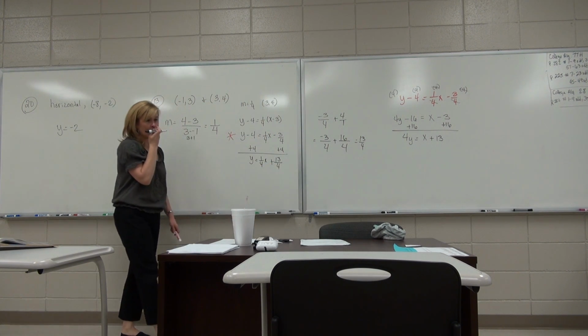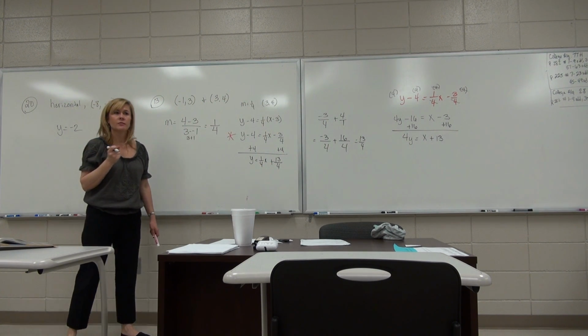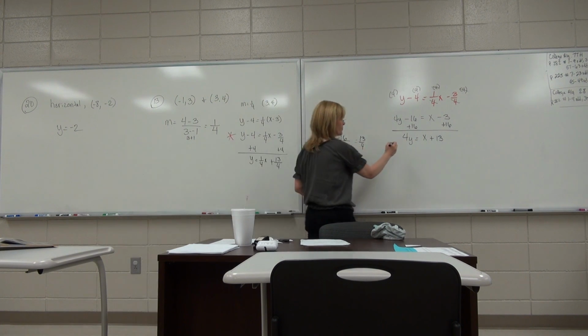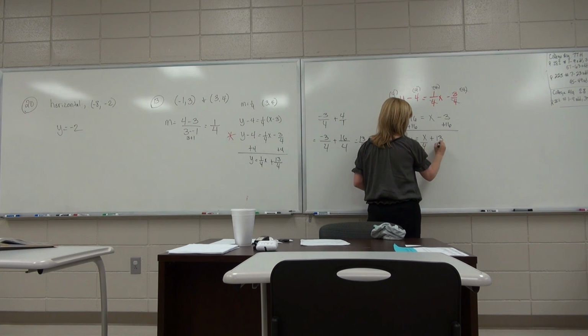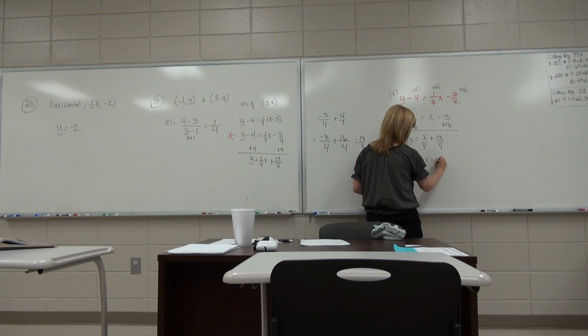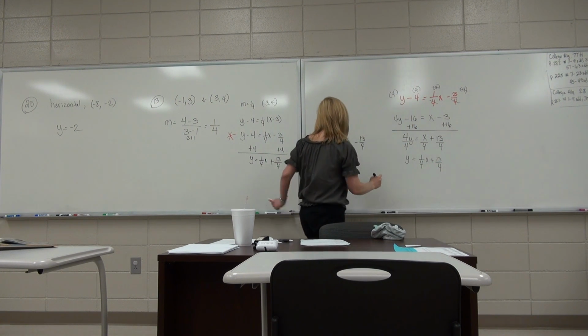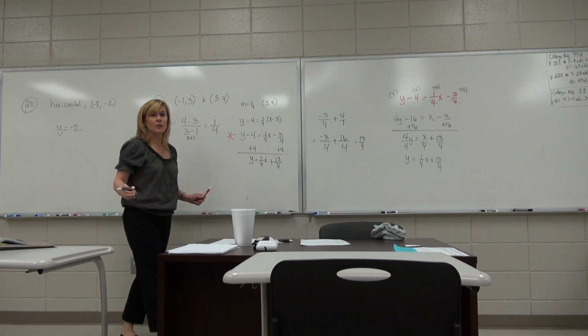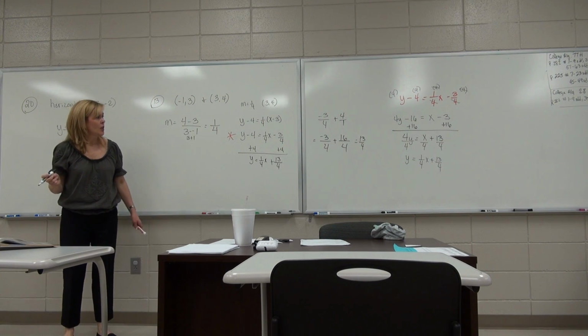Now what do I need to do to get that y by itself? Divide everything by 4. So I get y is equal to 1/4 x plus 13/4. Same thing I got over here. So this is what you got to ask yourself.